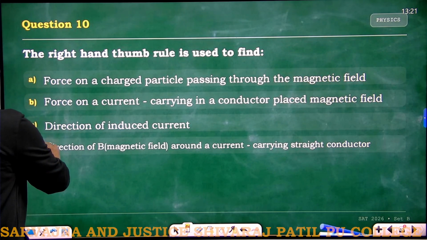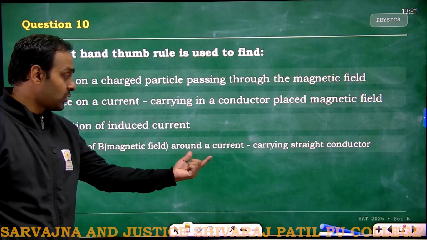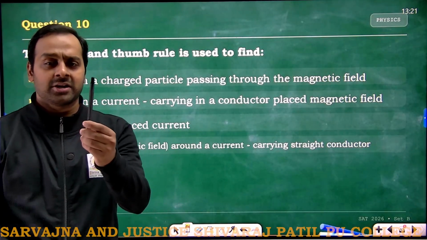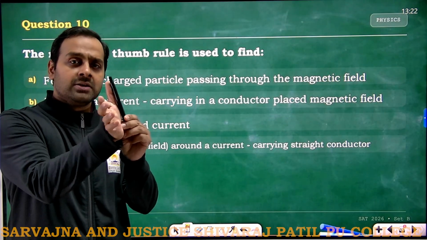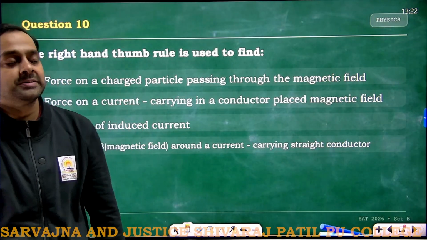So that is option D. Option D tells us the direction of the magnetic field around a current carrying straight conductor. Yes, this is a current carrying straight conductor. The direction of the thumb shows the direction of the current, and the fingers show the direction of the magnetic field. Okay.